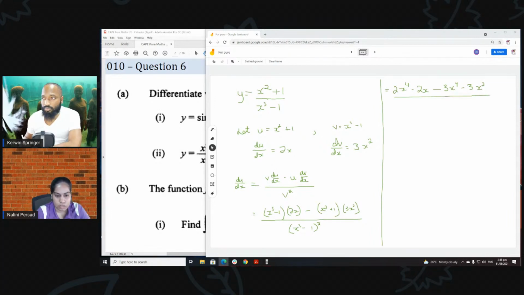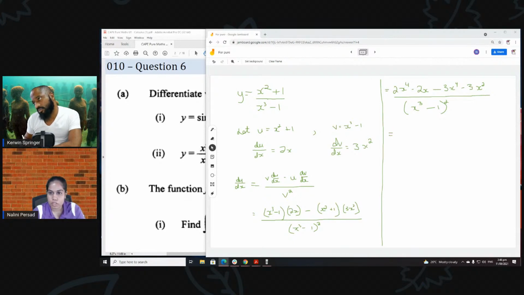x cubed minus 1. Well, you don't need to interfere with this. This is best represented by itself here, (x cubed minus 1) all to the power squared. Right? So can we simplify? Yes. Because in the numerator you have a 2x to the power 4 minus 3x to the power 4. And that will give you minus x to the power 4.